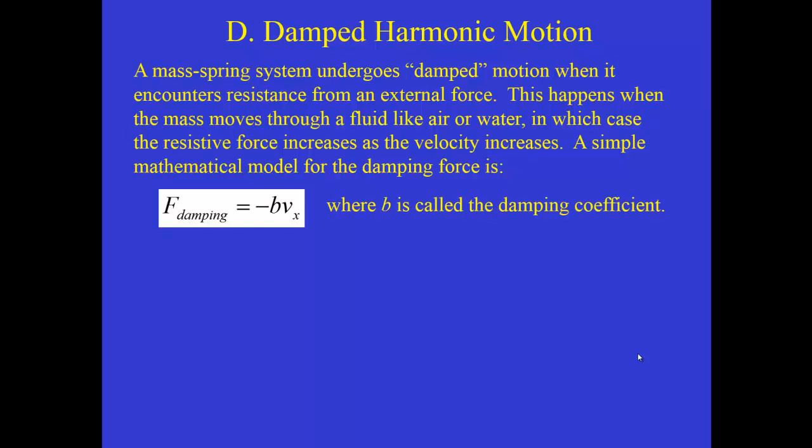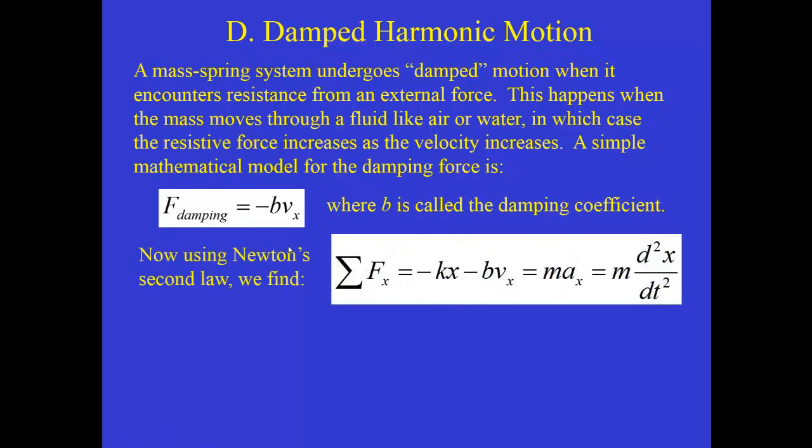A simple mathematical model for this is just a linear proportionality between the damping force and the velocity in the direction that the object's moving, and b, the constant of proportionality, is called the damping coefficient. The larger b is, the stronger the damping force. And notice that the minus sign means that the damping force is always opposite to the direction of the motion.